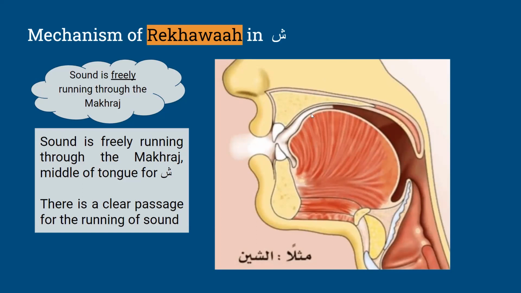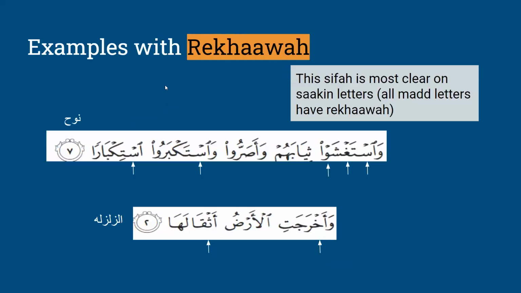So since we need to keep a gap between the middle of the tongue and the palate, ash, ash, that's rekhawah, that's looseness, because the makhraj is not such where the sound of the letter is relying, or there's a weakness, reliance of the letter on its makhraj. So the makhraj is weak. The sound can run through freely. There's no force, there's no strength in it. If we apply the sifa of Rekhawah on the letters, the sifa is more clear when the letter is sakin. And all the mad letters also have Rekhawah because the sound continues in the Rekhawah.